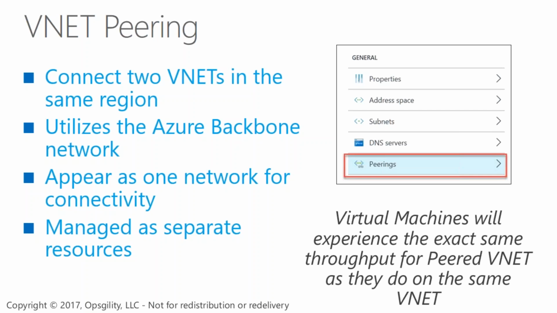Another real big benefit of VNet peering is that the connectivity between the VNets when peering is enabled is going to experience exactly the same throughput as if I was in a single VNet. And you'll see that when I demo here. I'm going to be pinging from one server to another, and you'll see the latency is extremely low, generally under 1 millisecond.